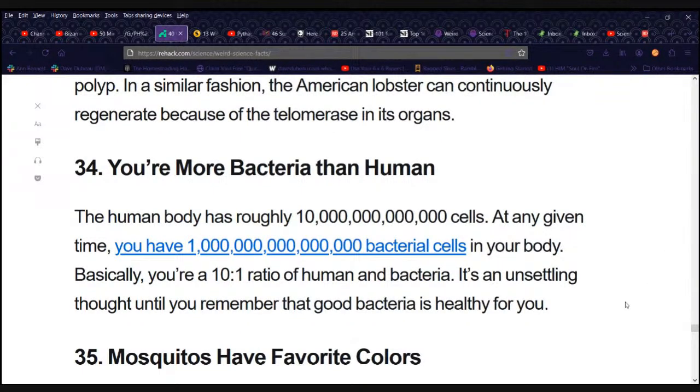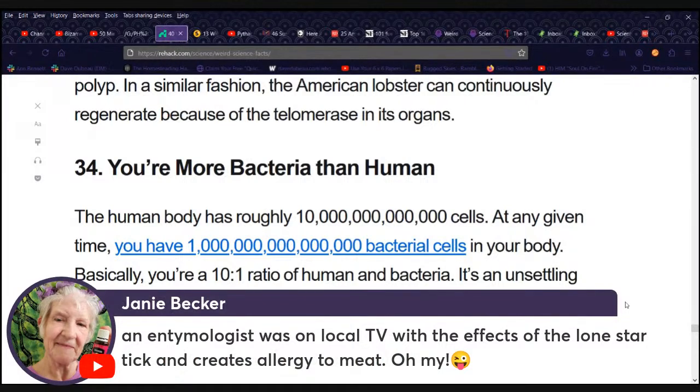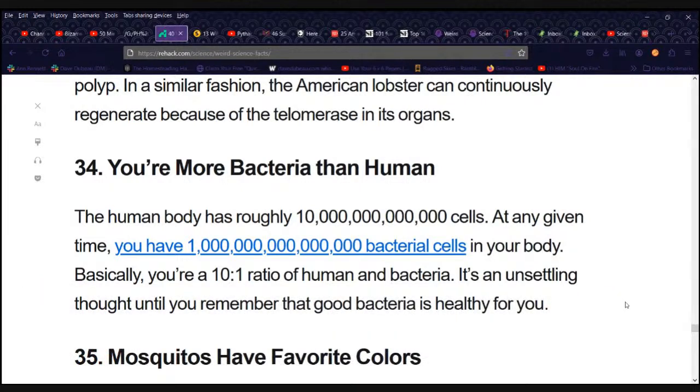But, wow. Oh, Janie has a comment too. An entomologist was on local TV with the effects of the Lone Star tick and created an allergy to meat. Yeah. That sounds pretty not happy.